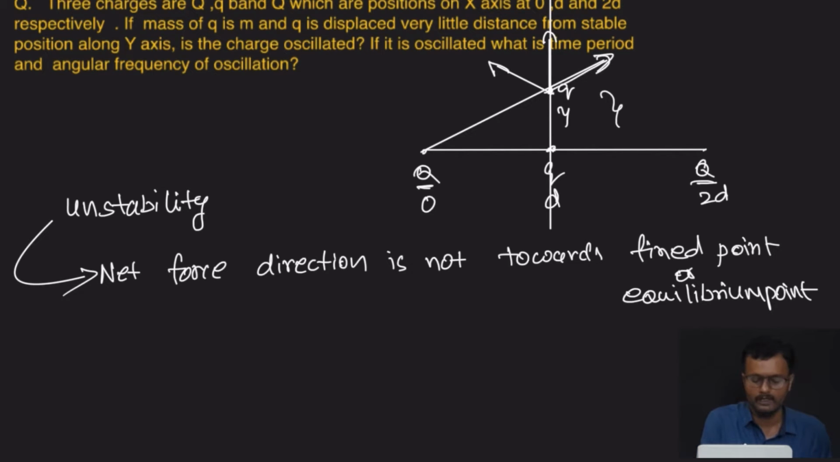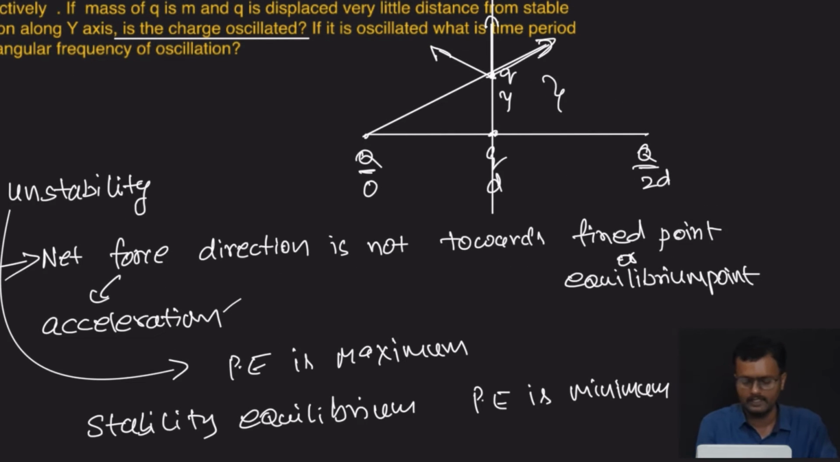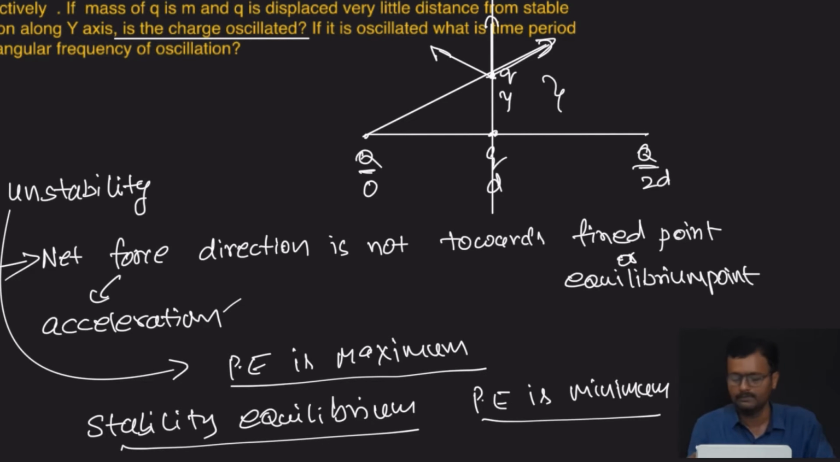F is equal to ma. So here the acceleration direction is not toward the fixed point. So it does not execute simple harmonic motion. So the answer is no, not oscillated. For instability, the equilibrium potential energy is maximum; for stability, the equilibrium potential energy is minimum.